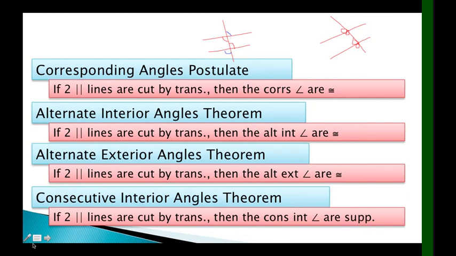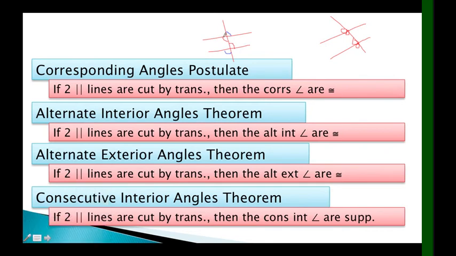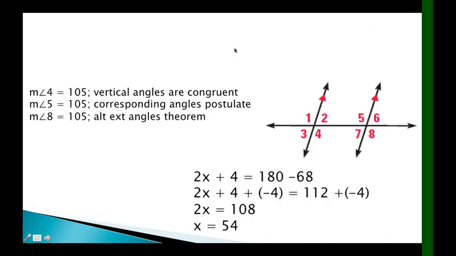Ito, sige, gawa tayo ng ibang, let's say, magenta. So, ibig sabihin, ito, consecutive, at saka ito, pag pinag-add daw, total 180. Ito, at saka ito, pag pinag-add, total 180.